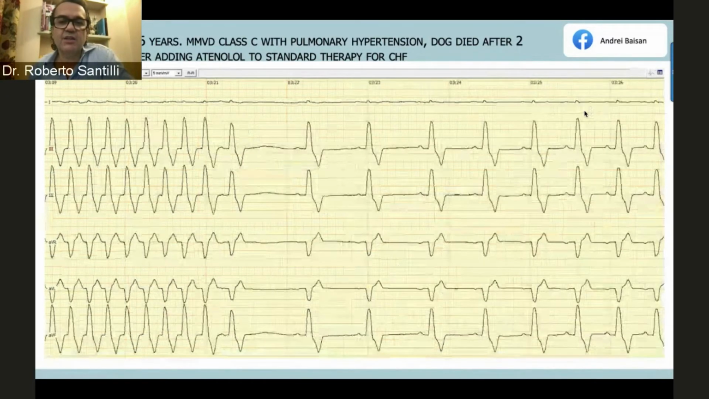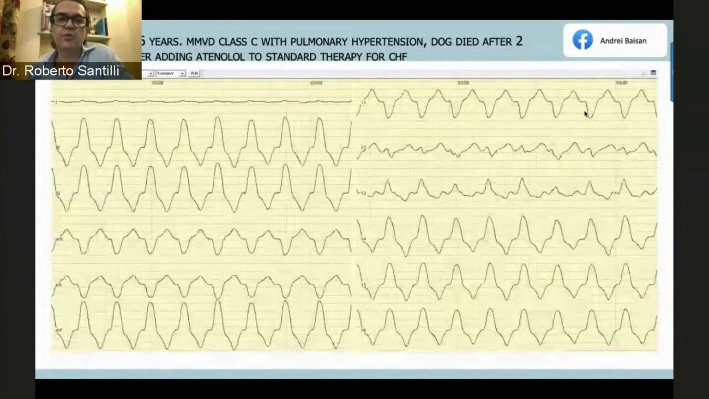Are there any questions you want to ask for this part of the ECG before moving forward?